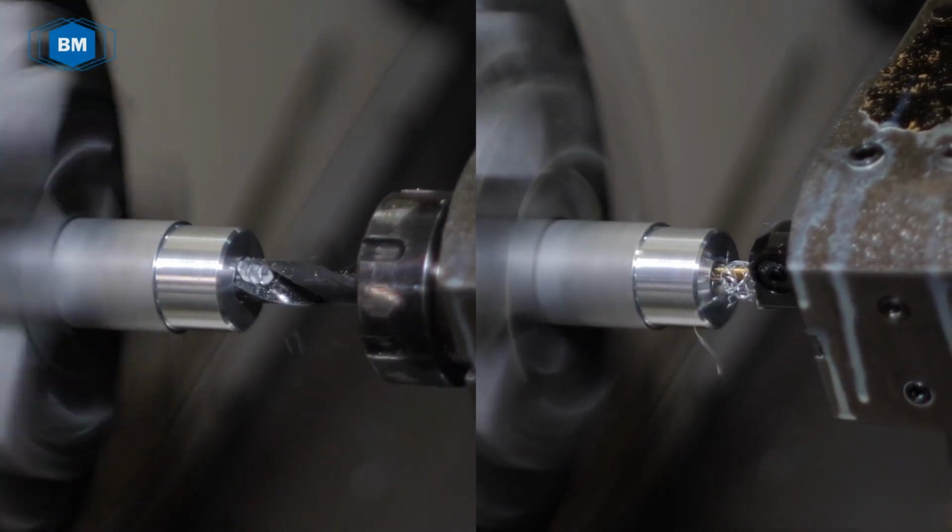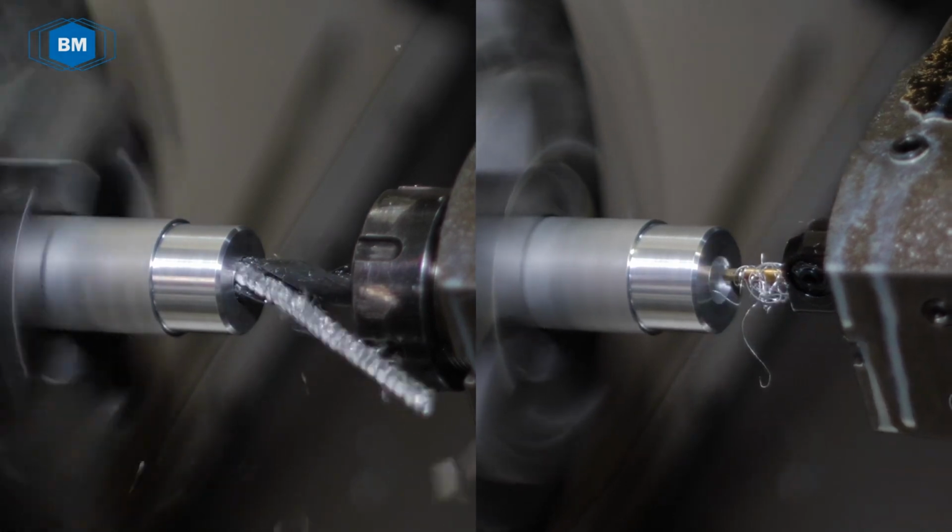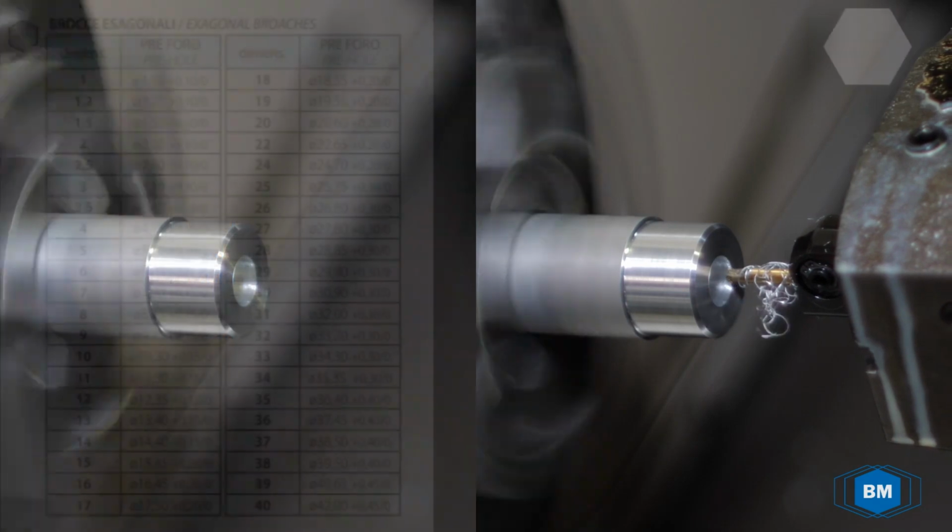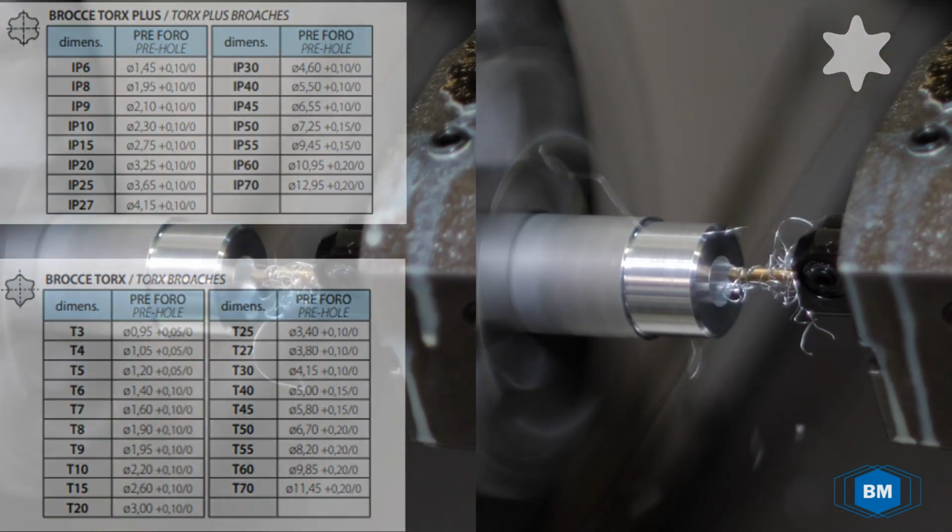It is useful to remember that Brighetti Meccanica supplies the pre-drilling tables. The data refer to broaching operations with square section, hexagonal section and for Torx keys.